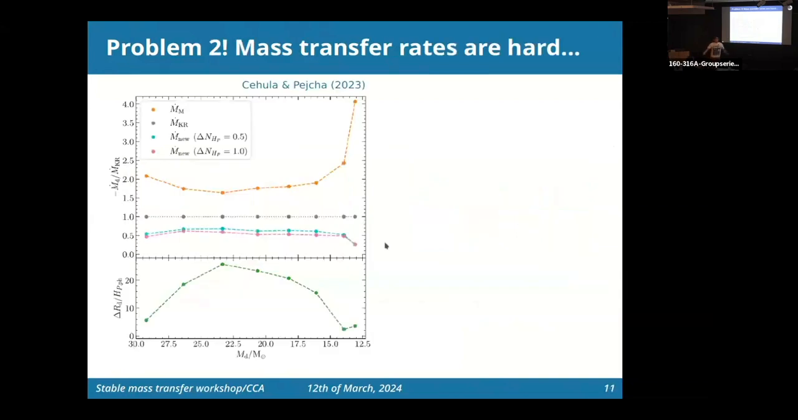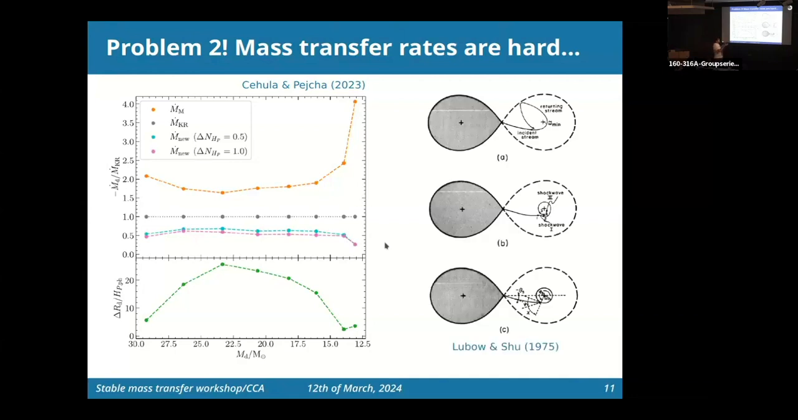Next up, mass transfer rates are hard. So Natasha was showing already that she more or less has this modified model for how to model mass transfer rates. I'm not going to go into detail on this because Jakub is talking in the same session and showing this. The main thing is that we have different methods for the same properties of the donor star. More or less, these are computed in here. And you can see that there are significant differences in the mass transfer rate, a factor of a few.